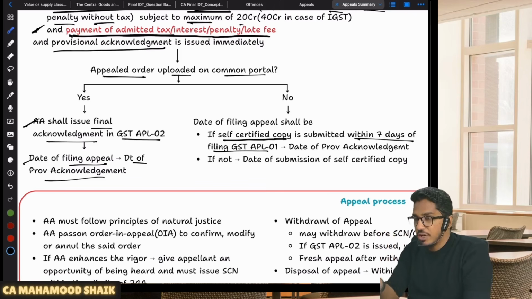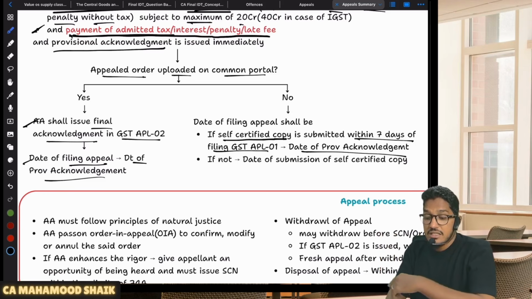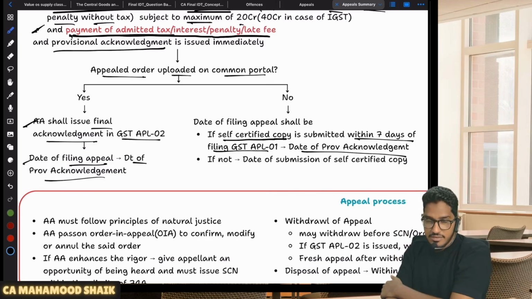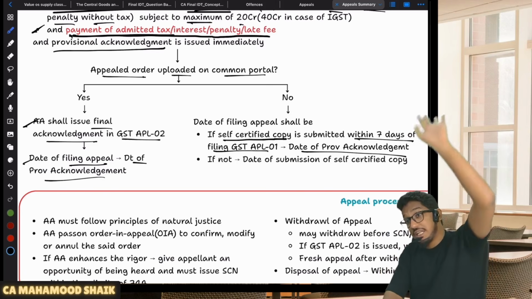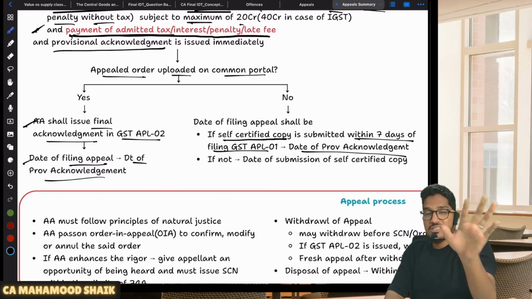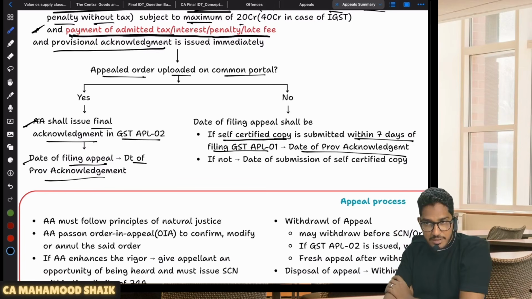Now what they are saying is, okay, today you filed APL 01, thereafter you self-certify that copy and you submit it within how many days? 7 days. If you submit that within 7 days, we will consider the date of provisional acknowledgement as the date of filing. Initially you submitted APL 01 and we generated the provisional acknowledgement. That itself will be considered as the date of filing of appeal.